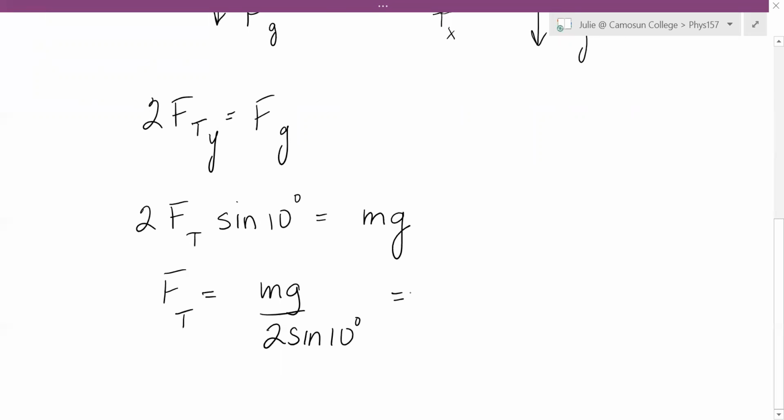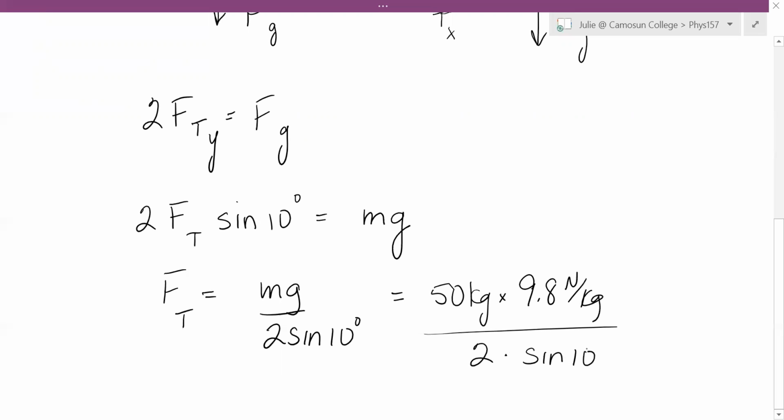And it says her mass is 50 kilograms. So we have 50 kilograms times 9.8 newtons per kilogram over 2 times the sine of 10 degrees. And that would give us a force of tension in that cable of 1410 newtons.